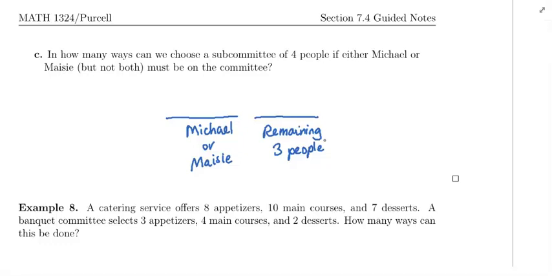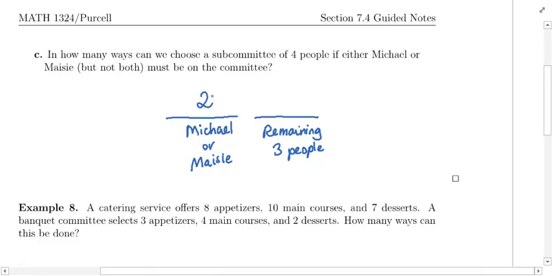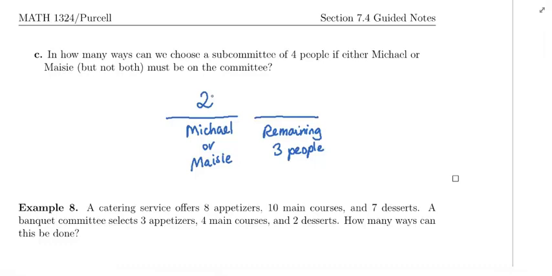All right, so let's go to the first blank. Michael or Maisie. How many possible choices are there for this? Well, either Michael or Maisie, so there are 2 choices here. The first person on the committee has to be either Michael or Maisie, not both, but there are 2 choices there. Remember, you fill in the blank with the number of choices.